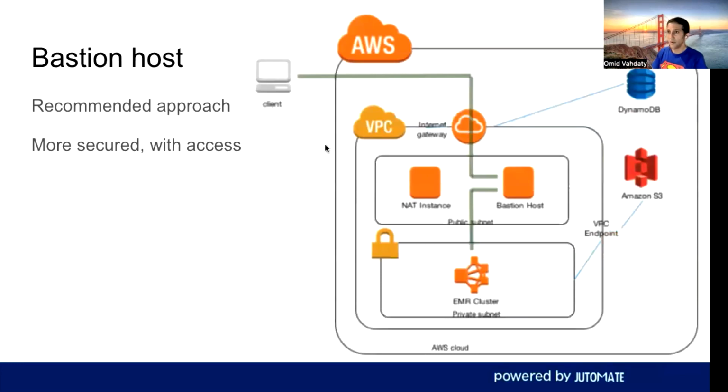A more secure approach would be to use the same cluster only in a private subnet and have a bastion host. So if you have a client machine, you can access via the internet, do an SSH to a bastion host, which has a public IP, and then another SSH to your private network, private subnet EMR cluster. And from there, you'll be able to access all your data on S3 via the VPC.